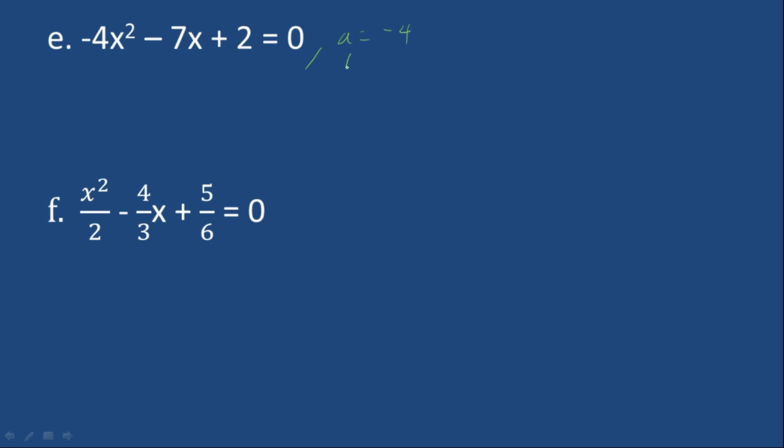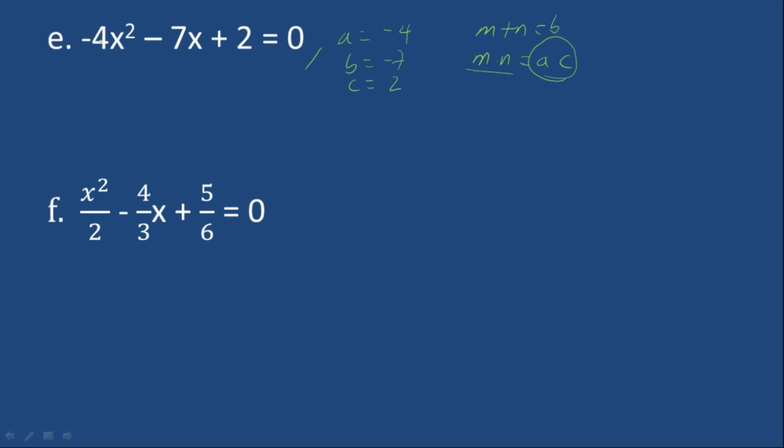A is minus 4, B is minus 7, and C is equal to 2. So you need to find M plus N equal to B, and M times N equal to A times C. You need to find two numbers whose product is equal to the product of A and C, which means negative 4 and 2. And M plus N must be the coefficient of x.